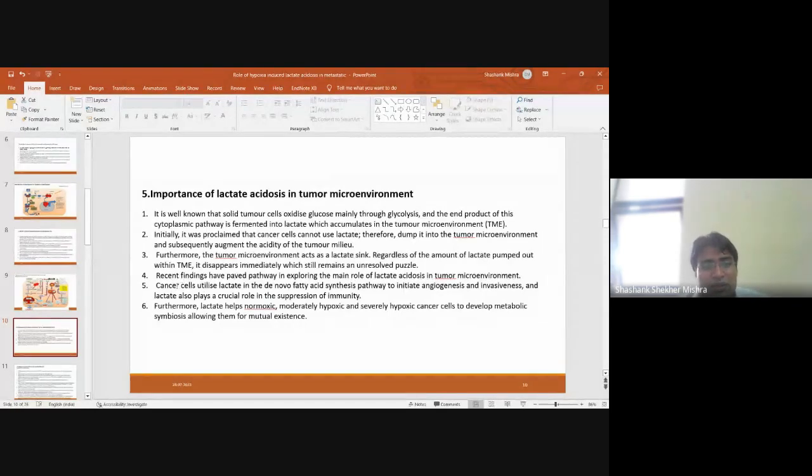Now, recent findings have explored the role of lactate acidosis in the tumor microenvironment. Studies have reported that cancer cells utilize lactate in de novo fatty acid synthesis, to initiate angiogenesis, and to enhance invasiveness, and it also has an important role in suppression of immunity. Apart from this, lactate helps in the development of metabolic symbiosis between normoxic and hypoxic cancer cells. Lactate has a very important role for cancer cells in the tumor microenvironment.